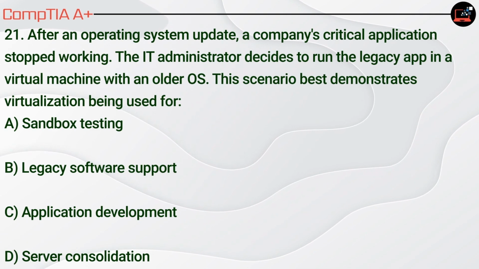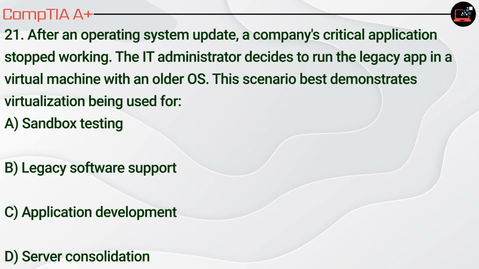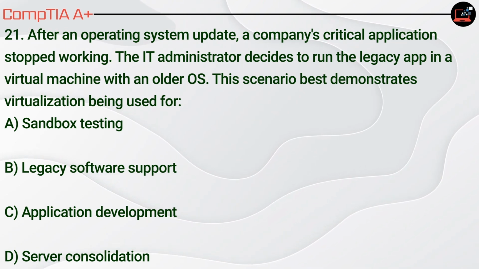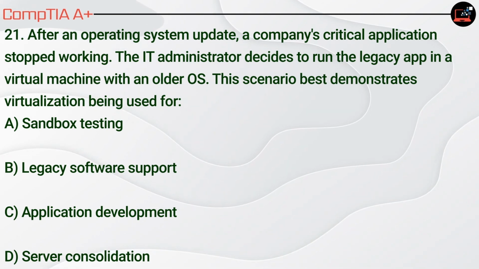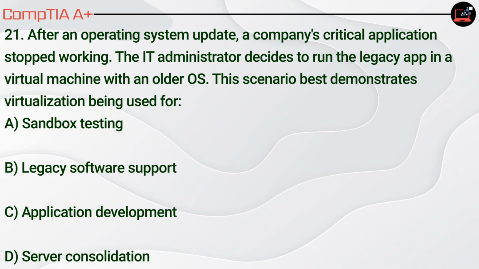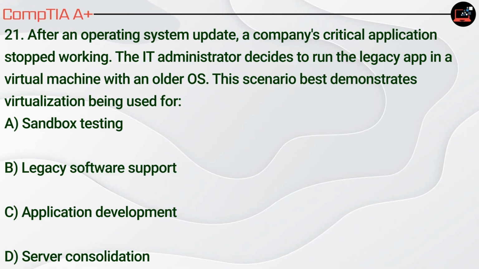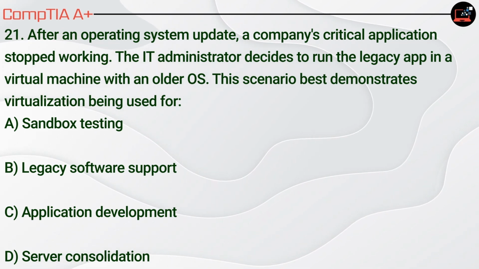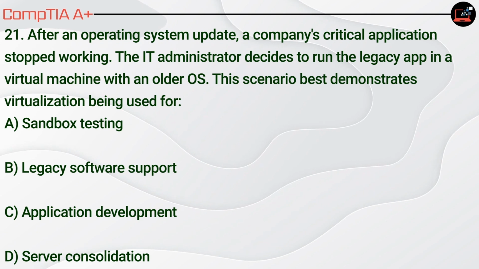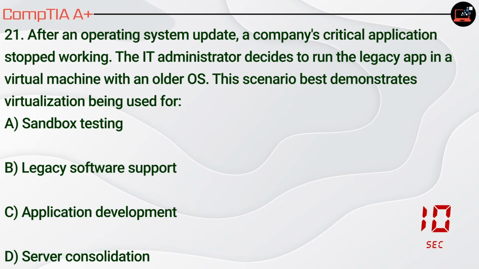21. After an operating system update, a company's critical application stopped working. The IT administrator decides to run the legacy app in a virtual machine with an older OS. This scenario best demonstrates virtualization being used for A, sandbox testing, B, legacy software support, C, application development, D, server consolidation.